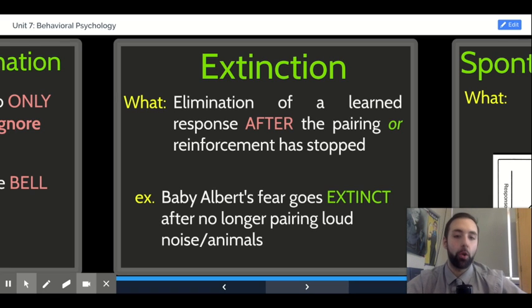Extinction is the formal word when a learned behavior is no longer reflected in an organism's behavior. It's been eliminated. There are really 2 different reasons this could happen. One, it's been so long since the classical conditioning first occurred, and that's what the example here at the bottom is. It's not inconceivable that baby Albert's fear of animals could go extinct, because as that child ages, obviously the parents or guardians are not going to continually pair loud noise with the presence of animals. That eventually is going to stop. You could conceivably see that behavior go extinct.